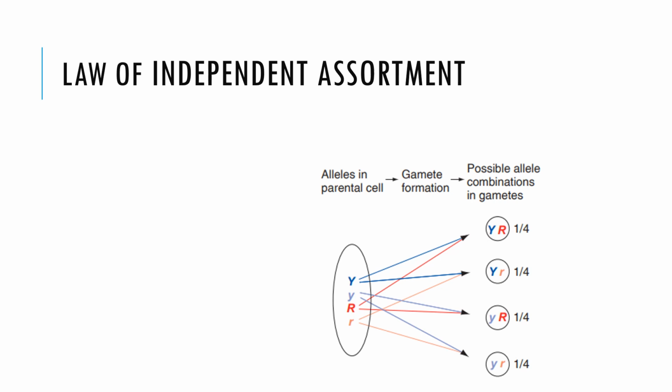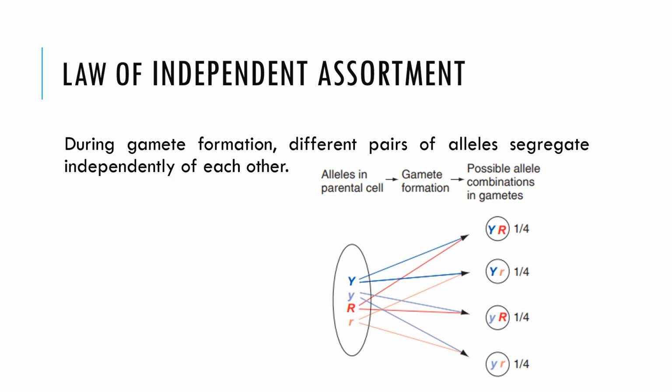The law of independent assortment states that during gamete formation, different pairs of alleles segregate independently of each other. Alleles in the parental cell independently assort from each other, forming possible allele combinations.